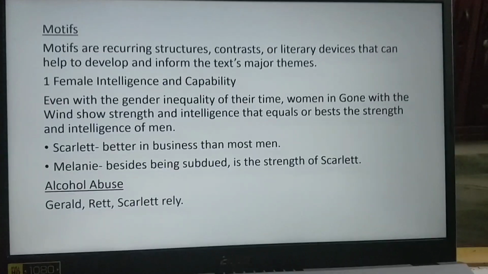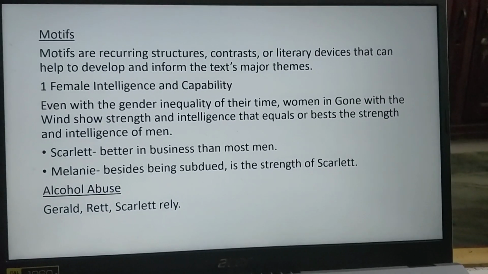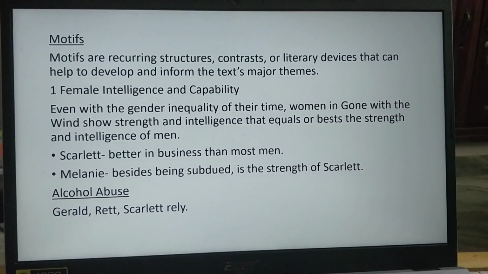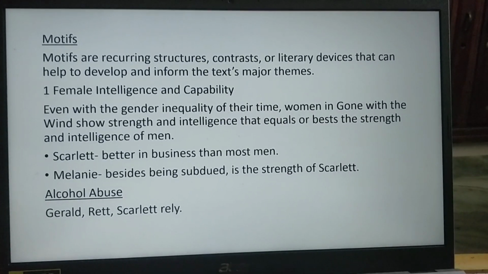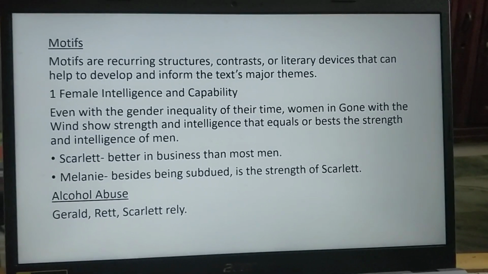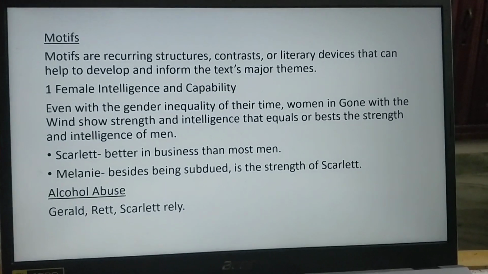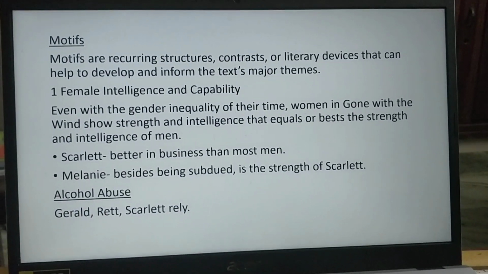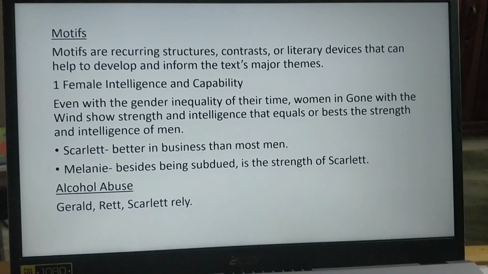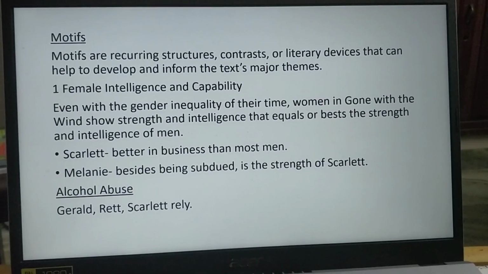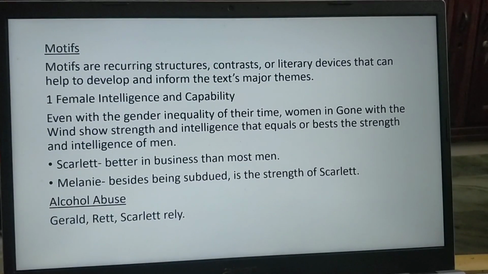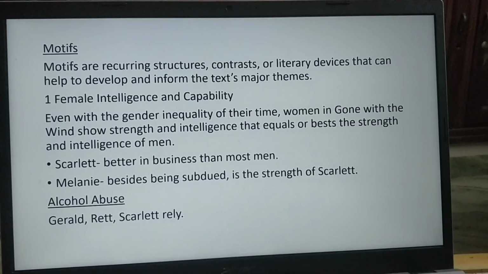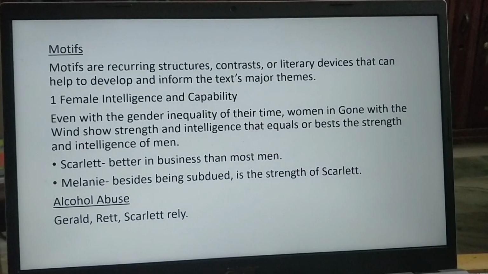And what are the motifs of the story? Motifs are recurring structures, contrasts, or literary devices that can help to develop and inform the text's major themes. So, motifs are those things that help in registering the themes in the story. Now, the first motif is female intelligence and capability.